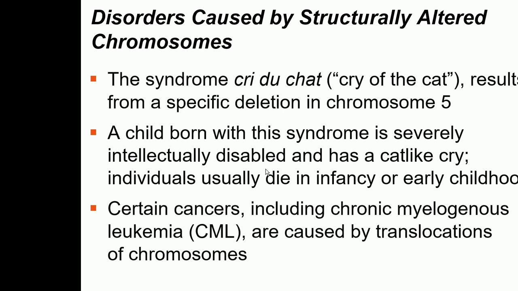Okay, some of the disorders which are because of the structural alterations which take place to the chromosome. The first one is cri-du-chat syndrome, which means cry of the cat, and this is because of a specific deletion in chromosome number 5. So some specific part of chromosome number 5 is deleted, and as a result of that, these individuals have this syndrome called cri-du-chat syndrome. So a child born with this syndrome is severely intellectually disabled and has a cat-like cry. And these individuals die in infancy or early childhood.